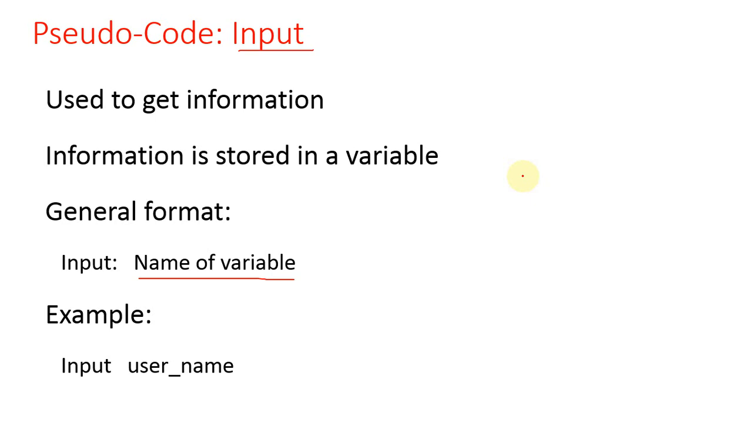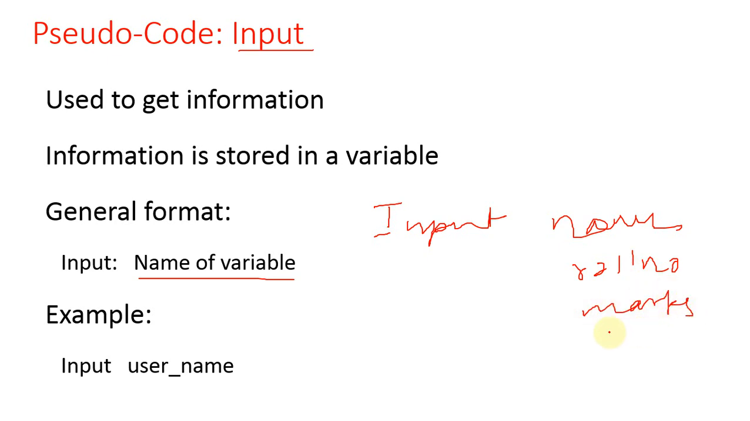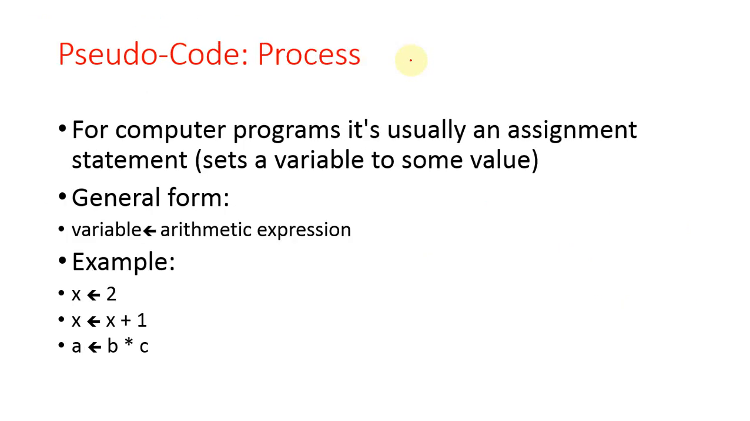If you want to input anything, it may be text or a numerical value, you need to say input name, or input roll number, or input marks, like that. That is nothing but inputting. So for inputting, we should use proper comments like input marks, input name, along with the variable itself.